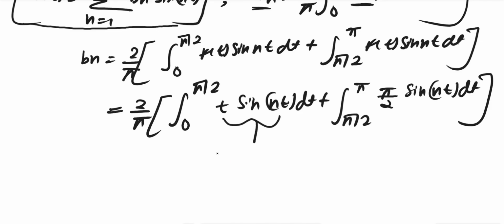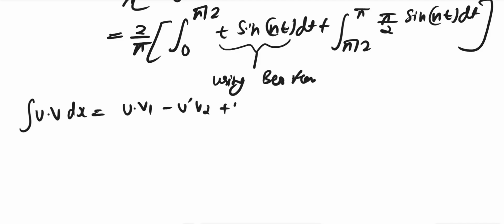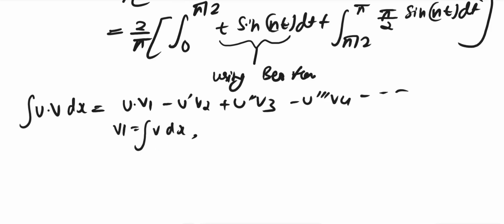We need to solve this using Bernoulli's formula, which is: integration of u multiplied by v dx is equal to u multiplied by v1 minus u dash v2 plus u double dash v3 minus u triple dash v4 and so on, where v1 is equal to integration of v with respect to x and v2 is integration of v1 with respect to x and so on.